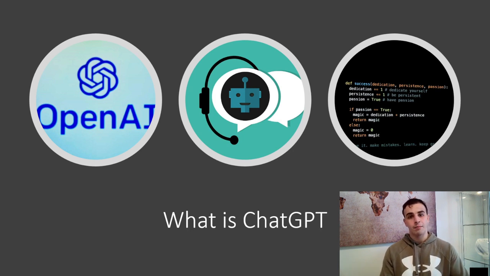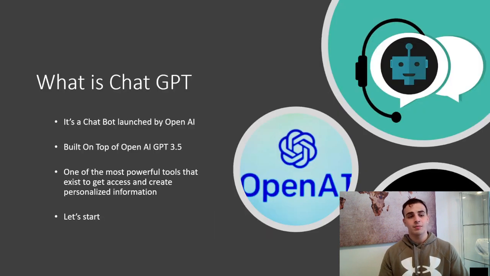So pretty simple. What exactly is ChatGPT? Once again, I'm not going to get too much into details, but we're going to talk about it a little bit. Then after that, we're going to start using it, all right? So ChatGPT, basically, is a chatbot launched by OpenAI. Just for information, GPT is simply a language model that is built on a neural network.